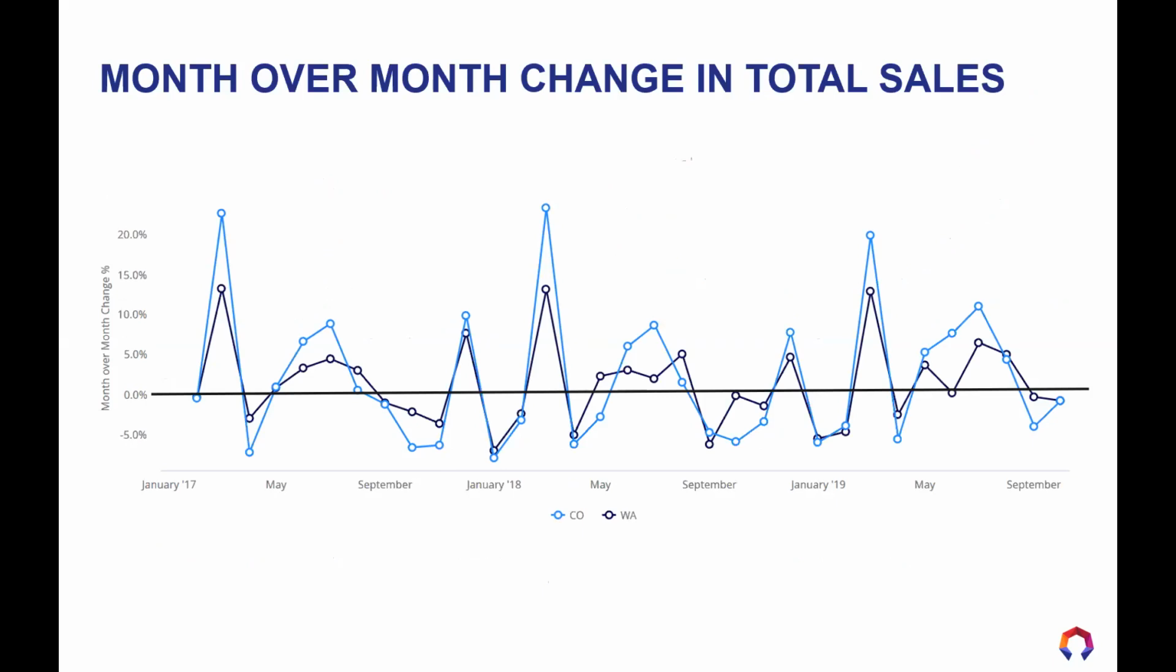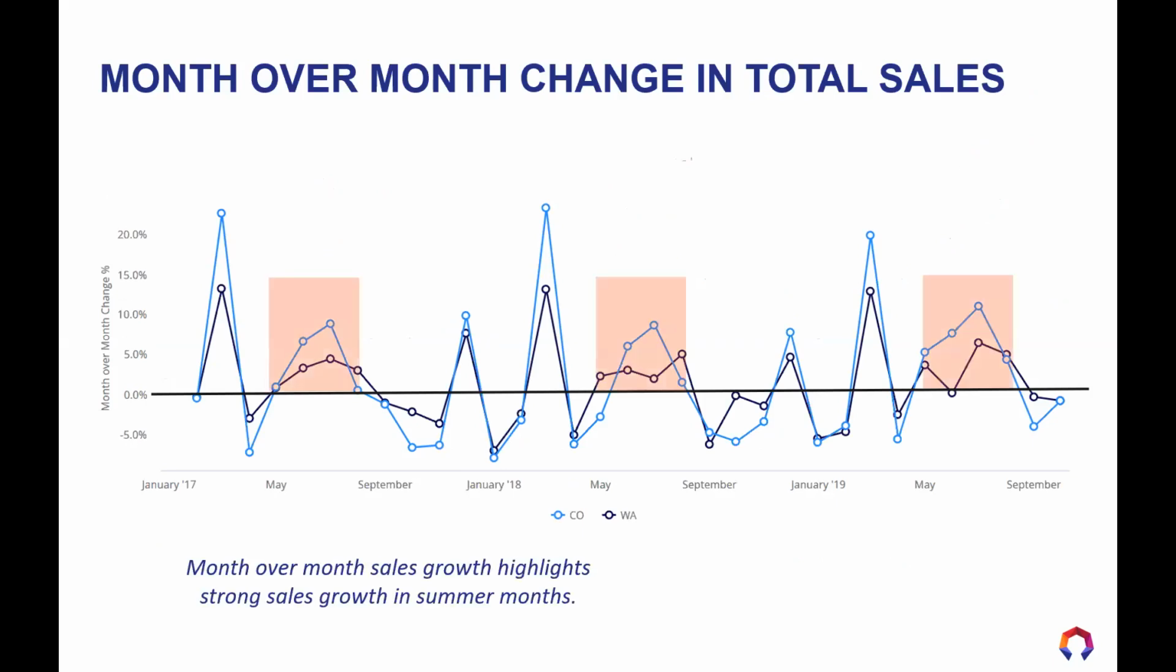Here we're looking at the month-over-month growth rates for each market. Let's again point out those summer months. Here we can see the trends stick out, where the sales growth in the summer months looks especially true in Colorado, but the trend is also there in Washington as well.